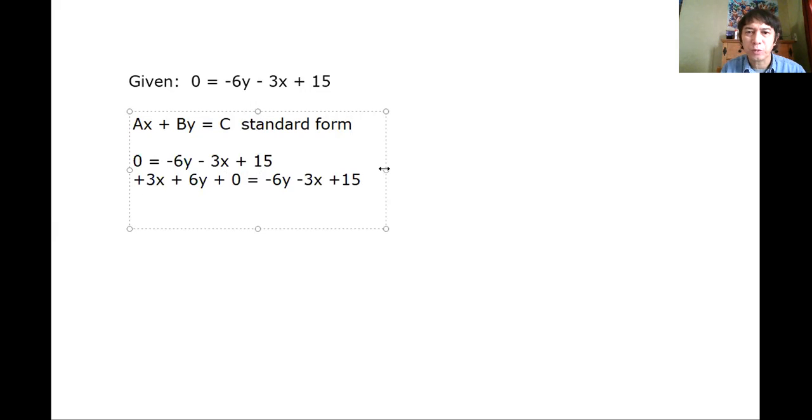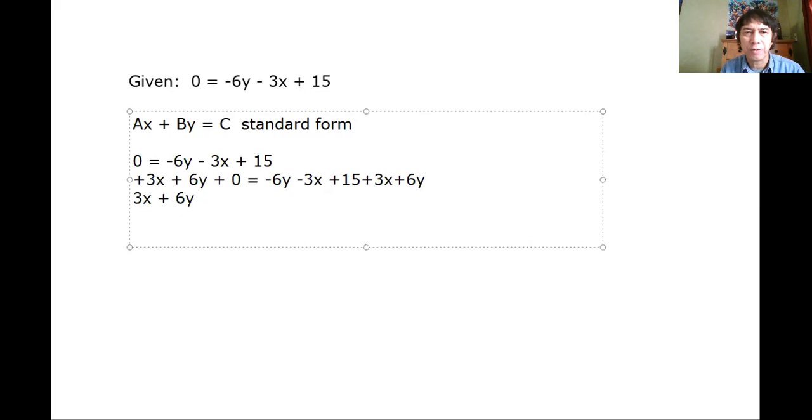Okay, and so what we just did at the left side will be done at the right side. So we added 3x plus 6y on the left. So we will do that also on the right. So this will now be plus 3x and plus 6y there. So the next line will have the left side just plus 3x is just 3x and plus 6y. And plus 0, you can ignore that. And this will now be negative 6y and 6y, that's a 0. Negative 3x and 3x, that's a 0. And this is plus 15, so this is plus 15 there.